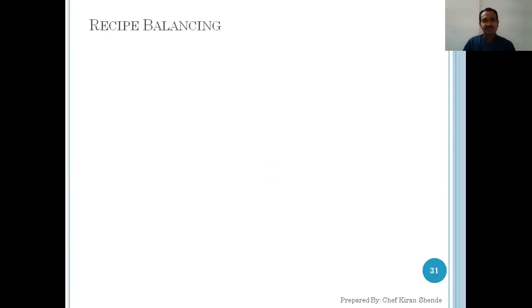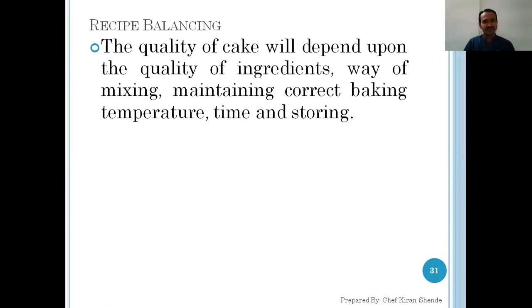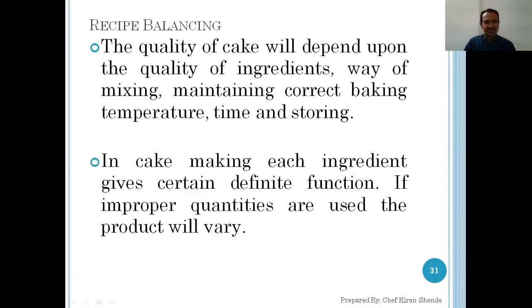The next objective is how to do recipe balancing. Very important for a very good baker or cake maker. The quality of cake depends upon the quality of ingredients. If you use good quality ingredients, you get a good product. Nice quality, nice product. So that's the bottom line. It is also important to apply the correct technique, correct time, correct temperature, correct storing. All these parameters are also very important for a good recipe balance.